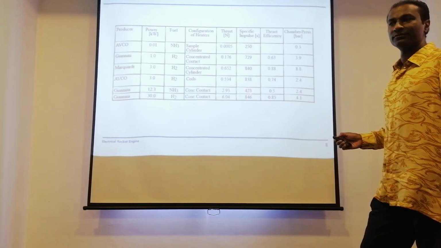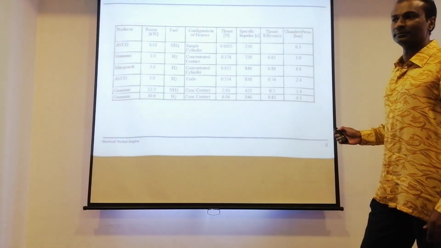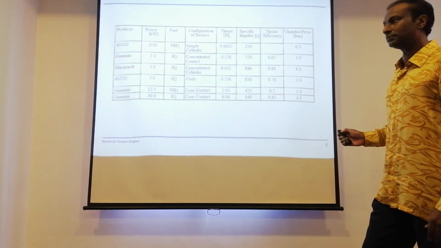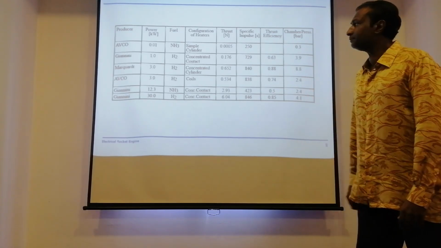Remember, Space Shuttle has 455. It's already good. Thrust efficiency. Hey, excellent. Not bad. Good. Chamber pressure. Reasonable. Go on.